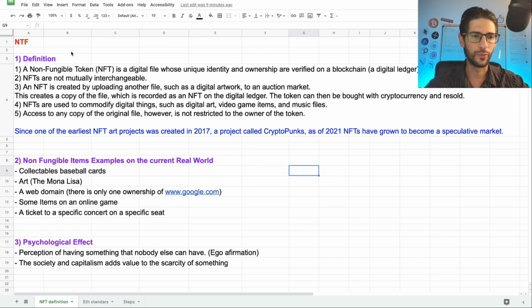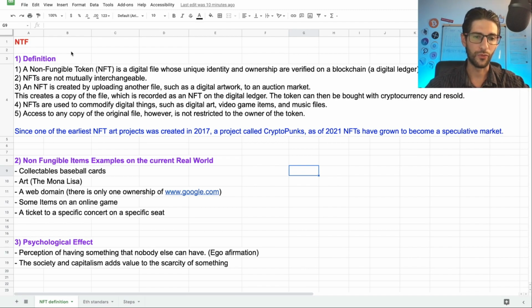The third point is that an NFT is created by uploading a file, such as a digital artwork, to an auction market. This creates a copy of the file, which is recorded as an NFT on the digital ledger. The token can then be bought with cryptocurrency and resold. The fourth point is that NFTs are used to commodify digital things, such as digital art, video game items, and music files, for example. And fifth, access to any copy of the original file, however, is not restricted to the owner of the token.